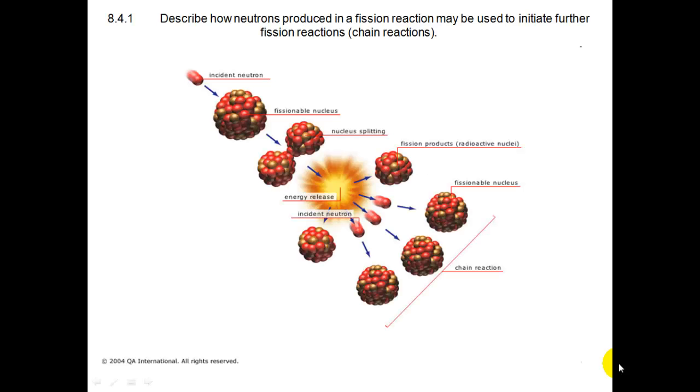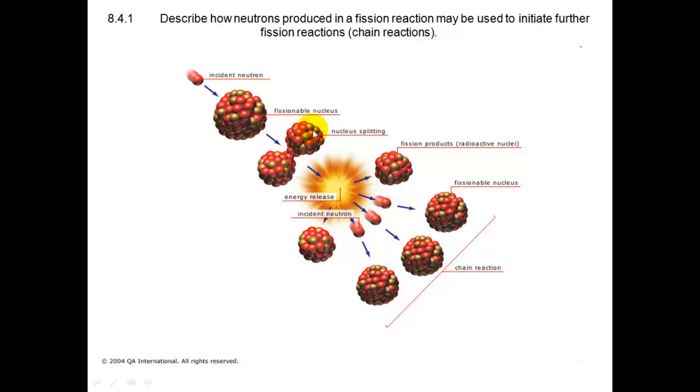Radioactivity and nuclear energy. To describe how neutrons produced in a fission reaction may be used to initiate further fission reactions, and this is called a chain reaction. We have a large nucleus which is relatively stable. A slow-moving neutron is captured by this nucleus. It then becomes unstable and splits into two roughly equal parts and releases 3 neutrons.